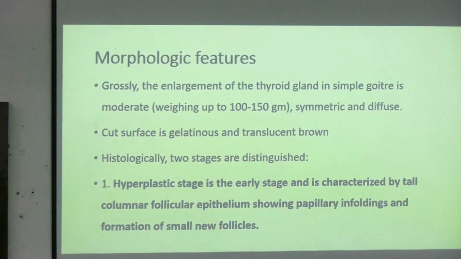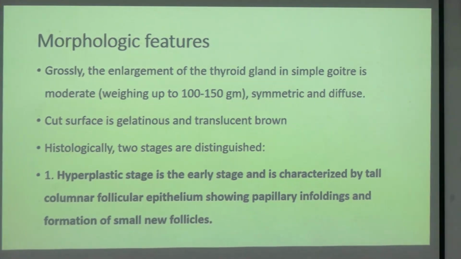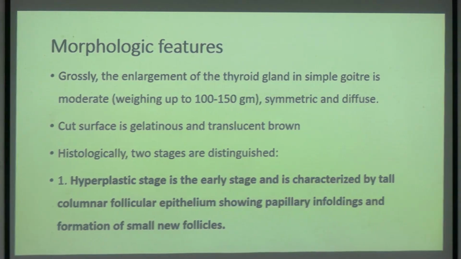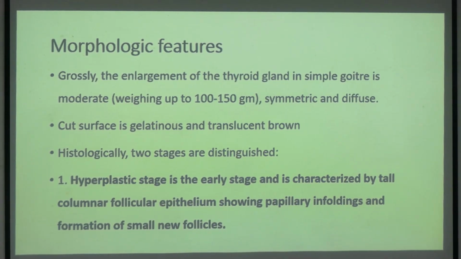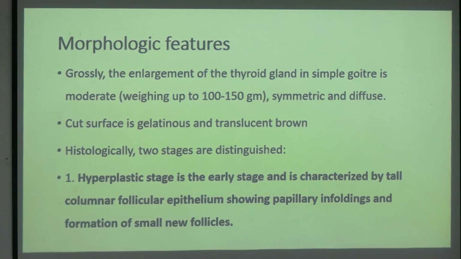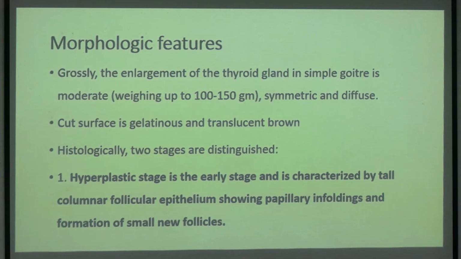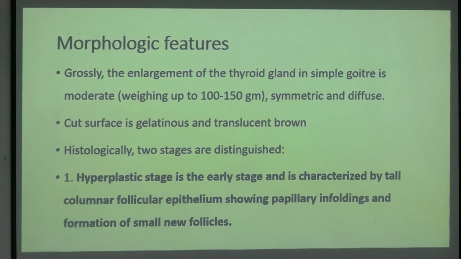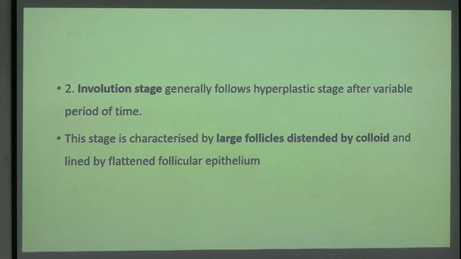Now morphologic features. Grossly, the enlargement of the thyroid gland in simple goiter is moderate, symmetric, and diffuse. Histologically, two stages are distinguished. Number one is the hyperplastic stage, the early stage, characterized by tall columnar follicular epithelium showing papillary infolding and formation of small new follicles.